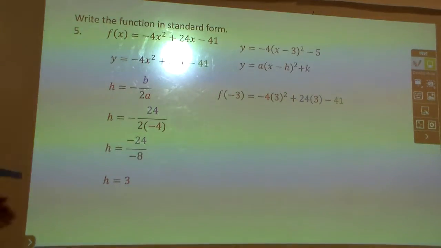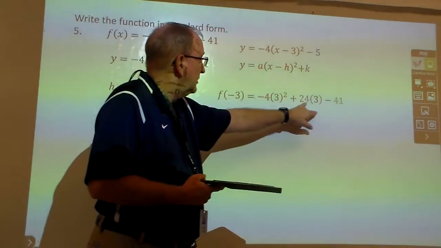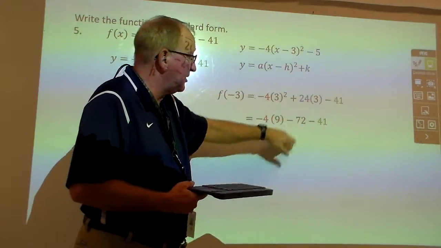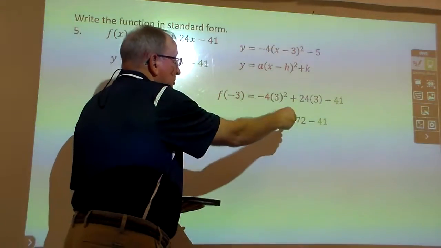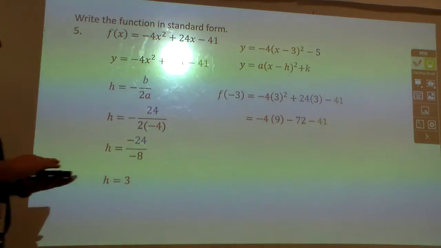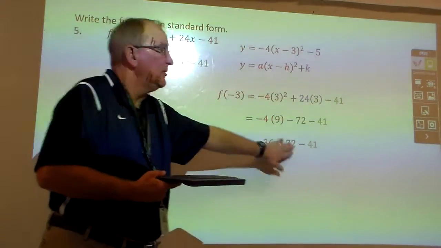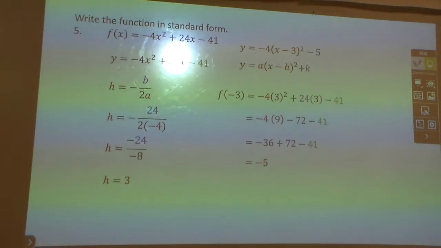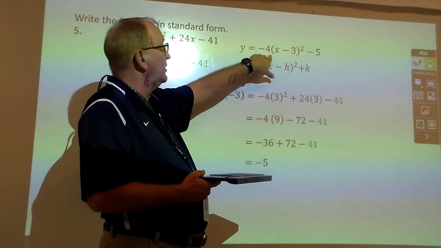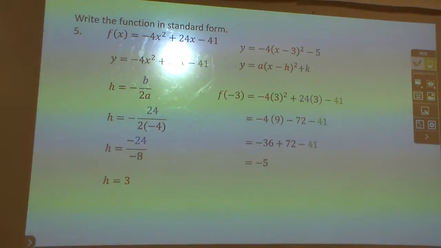Yeah, plug it in. So I'm going to take the h value and do 3 squared, in this problem right here, which would be 9, -4 times 9, and 3 times 24 is 72. Y'all, that should be a plus 72. Everybody got that? That should be a plus 72 right there. I have that messed up, but it's correct here; I just don't have it written right there. Then that makes the answer -5. So, hence, the answer will be y equals -4(x minus 3) squared, and k was -5, so it's -5 there.